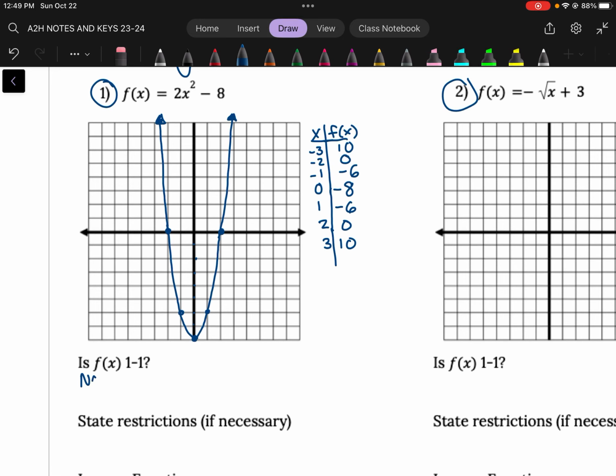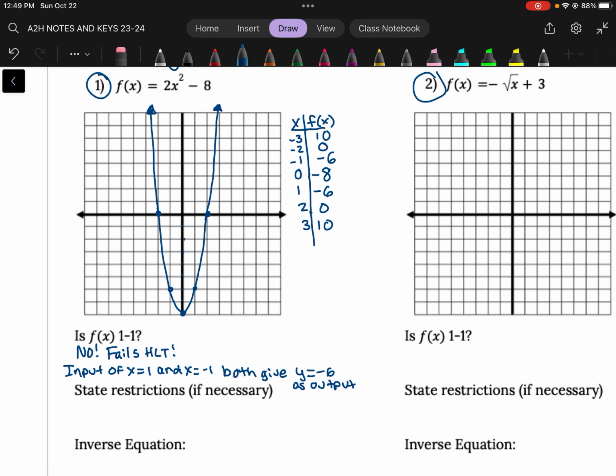So, is this 1-to-1? Definitely not. Fails the horizontal line test, right? You can give an example. It's always good to do. Input of both give -6 as the output. So that's no good, right? Now, what restrictions do we need to make this work?